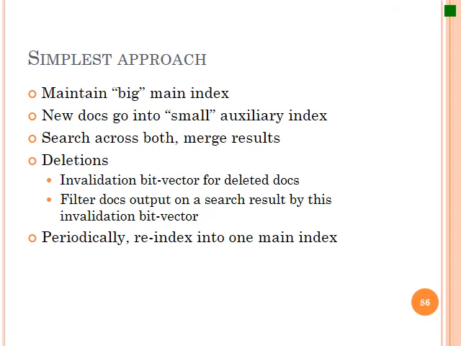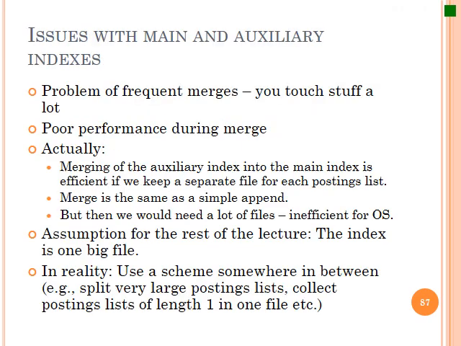Now what you do is the normal thing. You do your normal search if a query comes, and you will return a set of documents. Then you AND that result with this invalidation bit vector. Anything that is 1 will be filtered out, and you will not return that document. That's the idea. So periodically, you may need to re-index all the auxiliary indexes into the main index. So this is the naive approach.